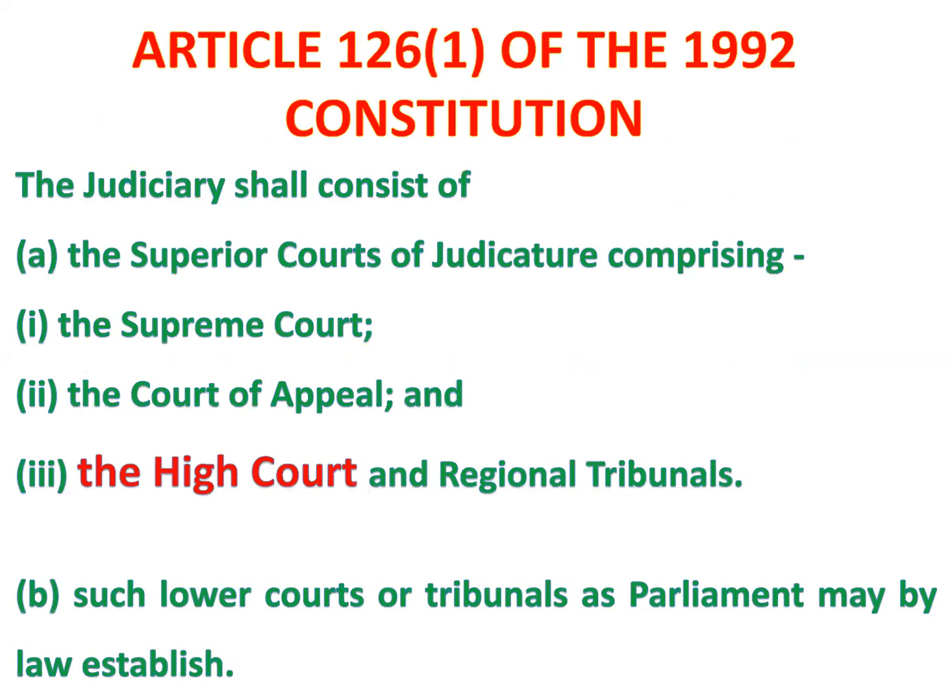Article 126, Clause 1 of the 1992 Constitution. It reads as follows, and I quote, "The judiciary shall consist of A, the Superior Court of Judicature, comprising I, the Supreme Court, II, the Court of Appeal, and III, the High Court." Emphasis, the High Court. The High Court doesn't have an S at the end. It is a singular. It's in the singular form. The High Court and regional tribunals. It means that from our Constitution, from the language and tenor of Article 126, there is only what? One High Court, because it says the High Court.